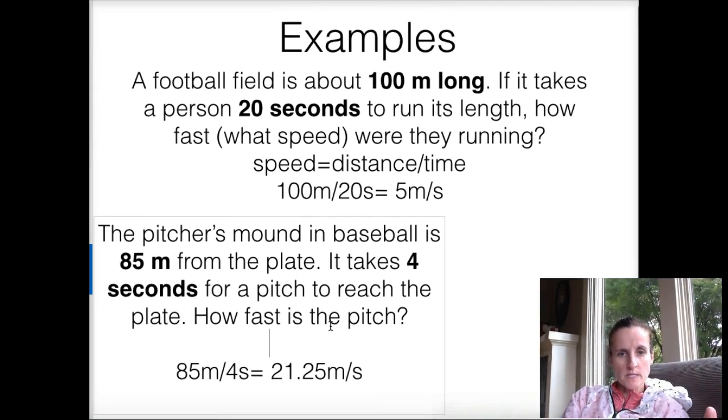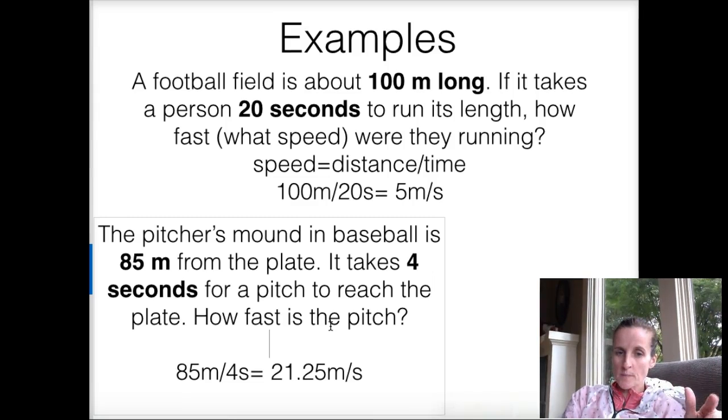Tomorrow we're going to be working on some examples. You have a set of notes to complete with some examples on those notes, and we'll be calculating one another's speed tomorrow. Thank you very much.